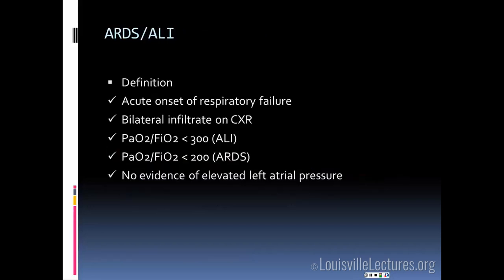So we'll talk a little bit about ARDS, okay? So first I'm going to give you the old definition of ARDS. Acute onset of respiratory failure, bilateral infiltrates on the chest X-ray. In the past, we used to have the term acute lung injury when the PO2/FiO2 was less than 300. And then ARDS was reserved for PO2/FiO2 less than 200. And all of this should not be from heart failure. Okay, so that is the old definition for ARDS.